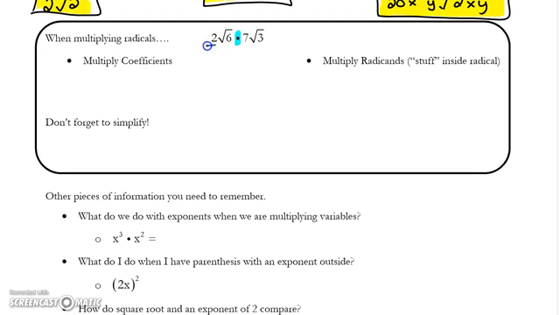Multiplying my coefficients means I can multiply 2 times 7. That gives me 14. Multiplying my radicand, which is the stuff inside the radical, that's my 6 times 3. 6 times 3 is 18. Putting this all together, I get 14, which was outside my coefficient. I get 18, which was inside my radicand.